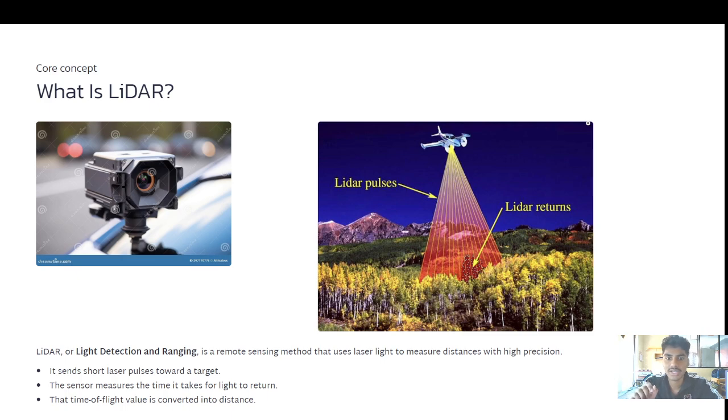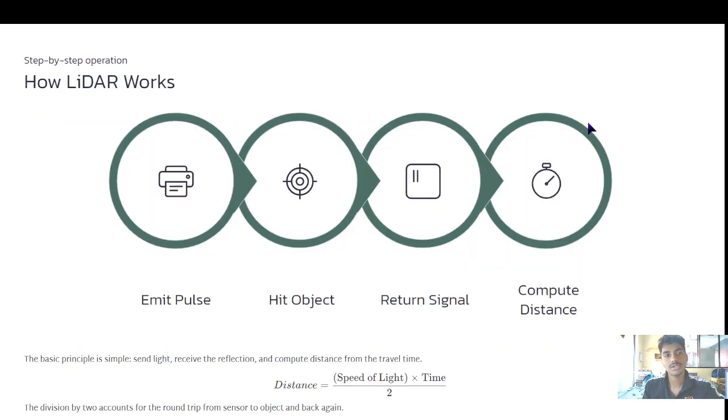The basic idea is simple. A laser light pulse is sent towards an object. The sensor measures how long it takes to return. That time is used to calculate a distance. This method is called time of flight that we have studied in physics as well. It allows LDR to create precise 3D maps of the environment. So let's dive into how LDR works.